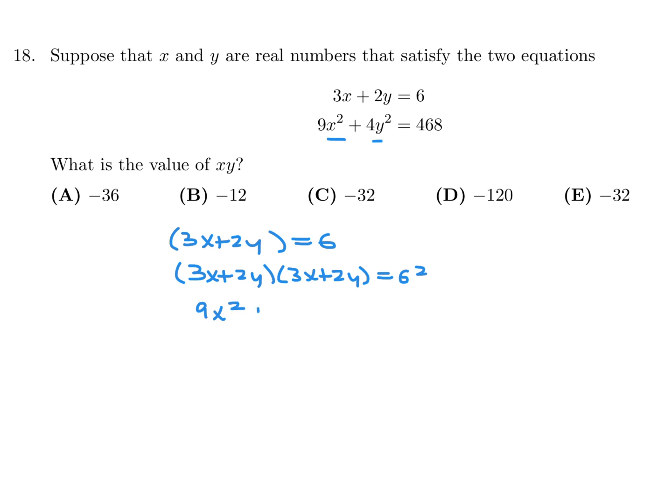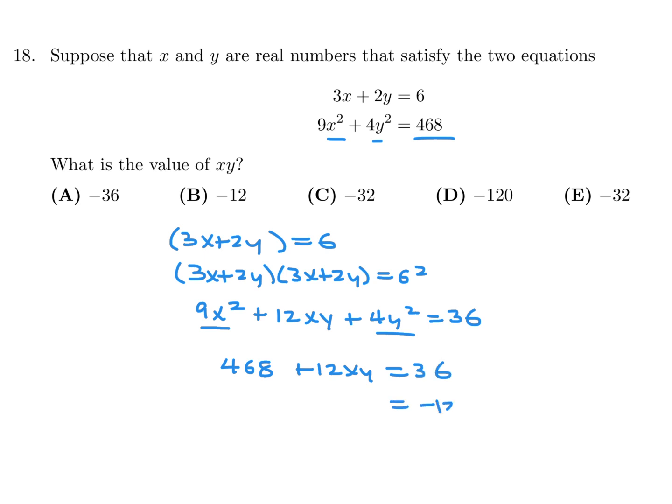That's going to be 9x squared plus 12xy plus 4y squared is equal to 36, correct? And this and this is 468, so that's 468 plus 12xy is equal to 36, and therefore minus 12xy would be 468 minus 36, which is 432, and then divide through by negative 12, and you'll get xy equal to minus 36. And I think that's it. Yeah. So number 18, minus 36, would be choice A.